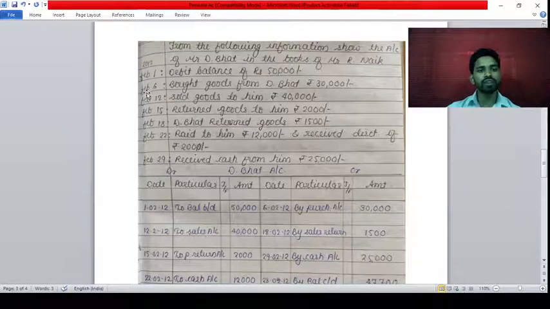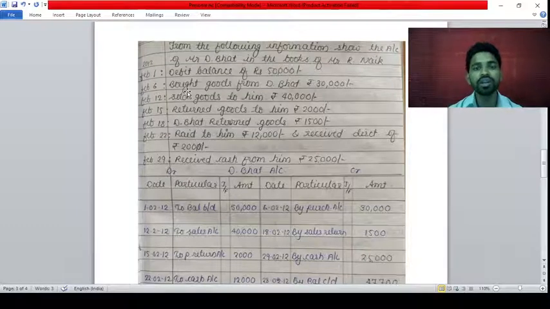Next, on 6th Feb, bought goods from D. Bhatt rupees 30,000. First of all, let us pass the journal entry. Bought goods from D. Bhatt means it is a purchase transaction. So, purchase account debit to D. Bhatt account credit, because D. Bhatt is the giver, so it is a credit.